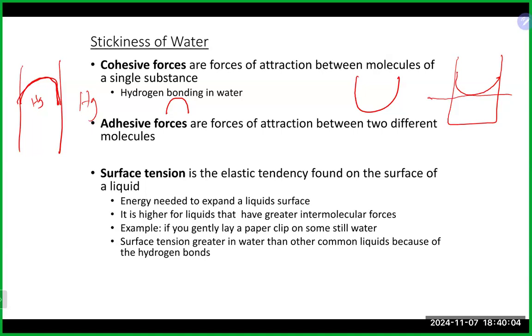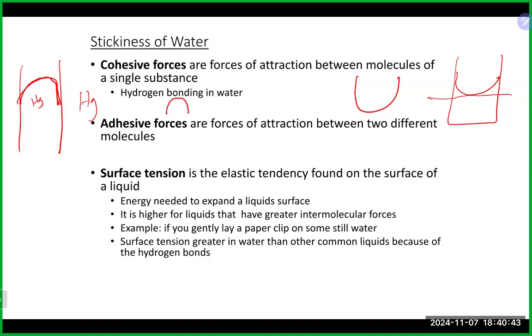Surface tension is another property of water and liquids. It is basically the elastic tendency that we find on the surface of a liquid. Energy is needed to expand the liquid surface. It is higher for liquids that have a greater intermolecular force. And that's why, as it says there, you can sometimes lay a paperclip down on some water and it will just float there. It's also why certain bugs can walk across water, right? They can use surface tension as they walk across it.